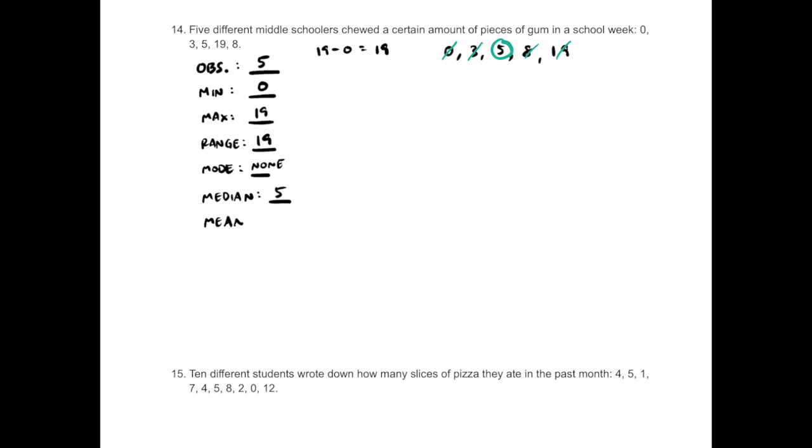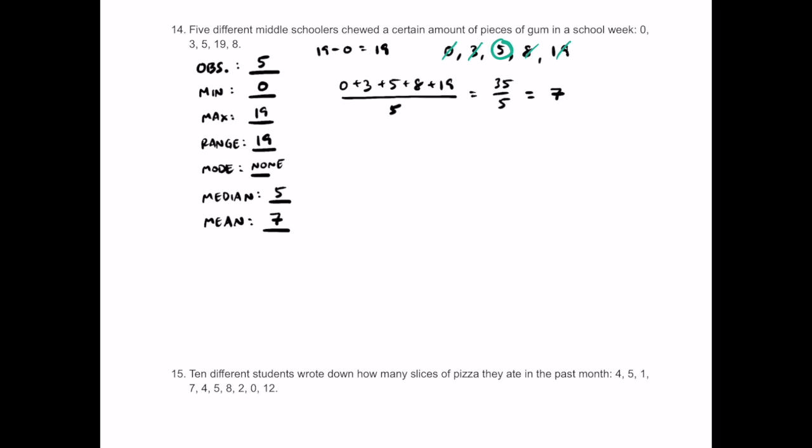Next, we have the mean. The mean is basically the average, right? So to figure out the mean, we can just add up all the numbers, which is going to be 0 plus 3 plus 5 plus 8 plus 19, and taking that sum and dividing it by the number of observations, or 5. So on top we have 8, 16, 35. This is equal to 35 over 5, and 35 over 5 is going to equal 7. So 7 is our mean, or the average.